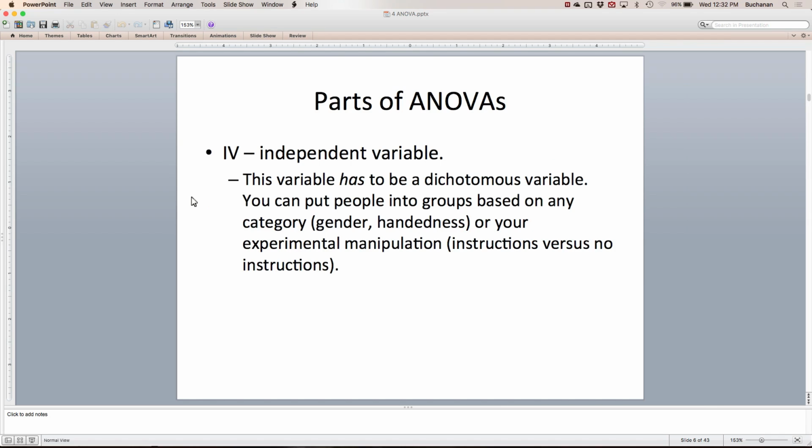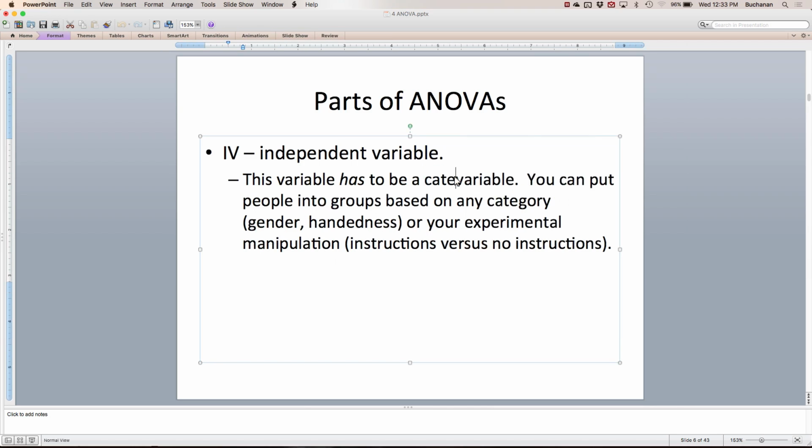So breaking down those pieces of ANOVA a little more. The independent variable, the IV, has to be dichotomous. Oh, that really shouldn't say dichotomous. You know what that should say? It should say categorical. Dichotomous implies that there's two, right? Girls, boys. ANOVA really should be categorical. It should have three or more usually. So it has to be categorical or nominal, whatever way you want to think about it.